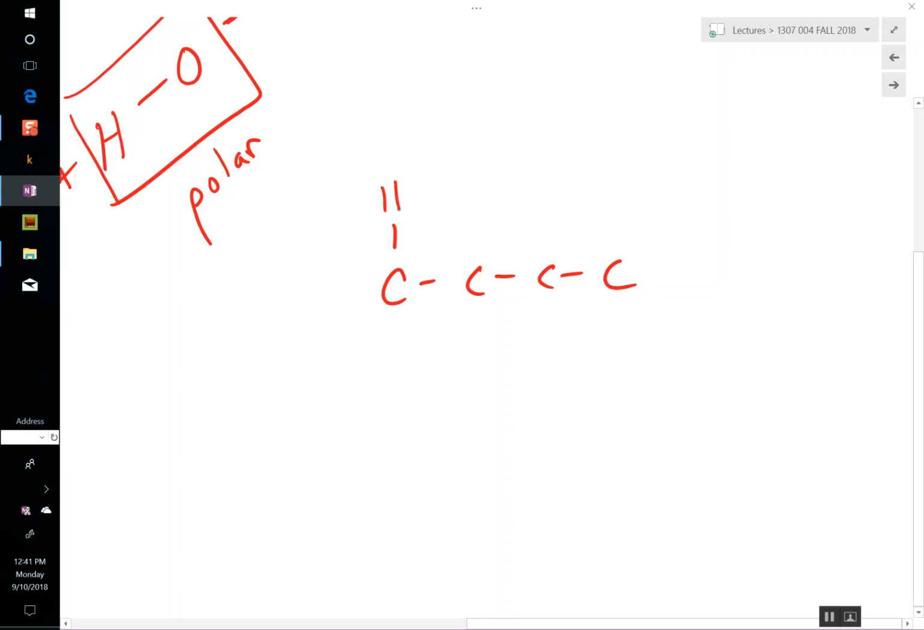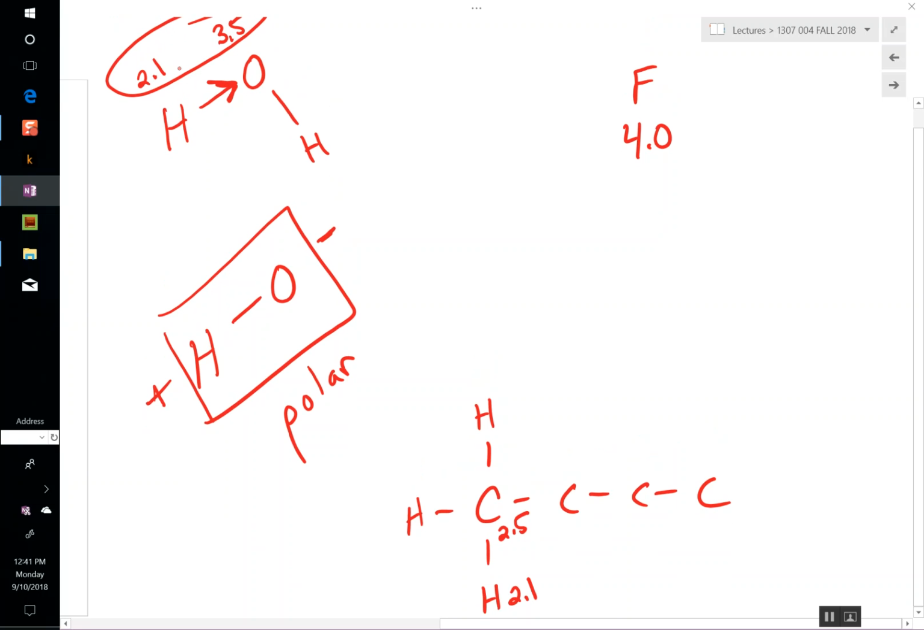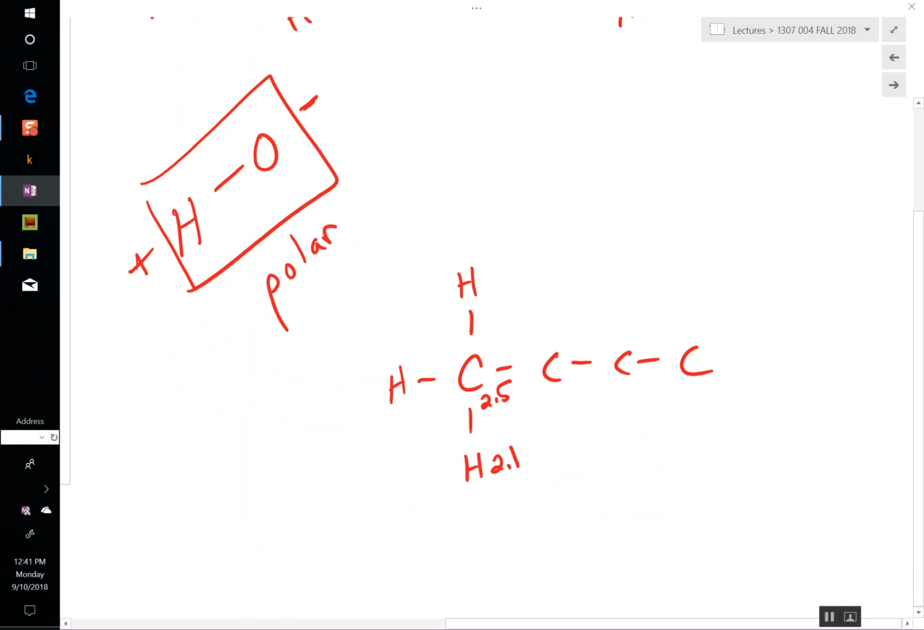And then what happens when you throw in the hydrogen bonds? Well, carbon has an electronegativity of 2.5, and the hydrogen is still electronegativity 2.1. Are they different? Yes. But they're not as different as your water. That's a big difference, 1.4. This is just a 0.4 difference. So relatively speaking, a carbon-hydrogen bond is a relatively non-polar bond. So the molecule as a whole ends up being non-polar.